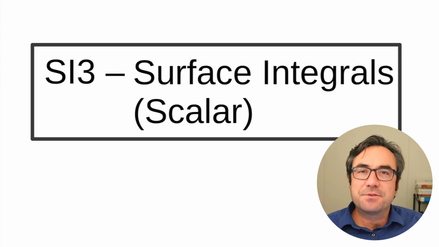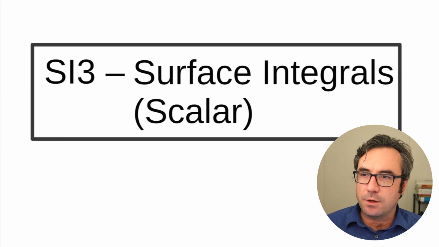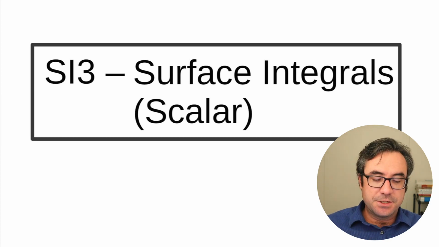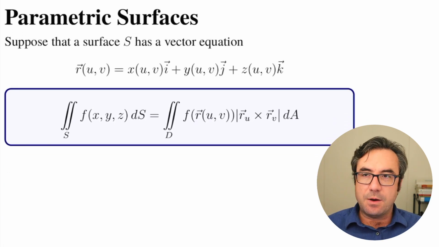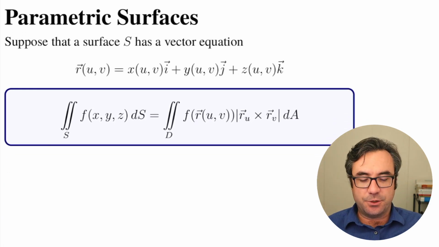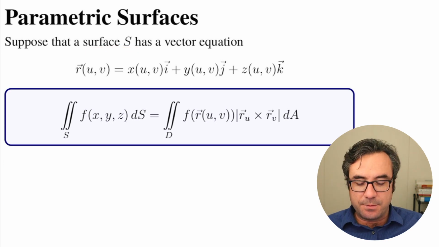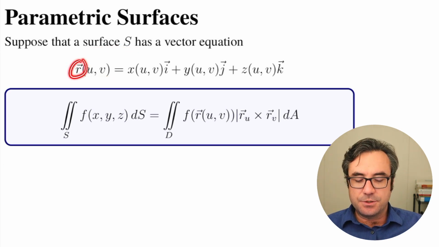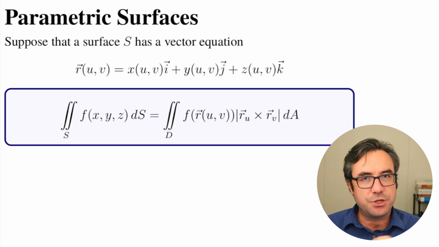Welcome, everyone. For today's prep, we're going to introduce the idea of surface integrals, and right now we're going to look at scalar functions. So let's get down to the main result here, and we're going to see how we actually calculate these. So we have a surface S, and we're going to start with a parameterization for that surface. We're going to call our parameterization R, and it's in terms of two variables, u and v.